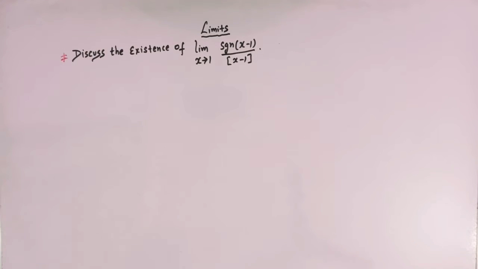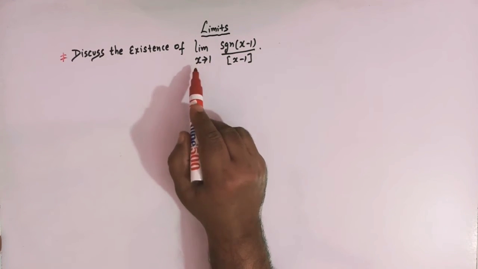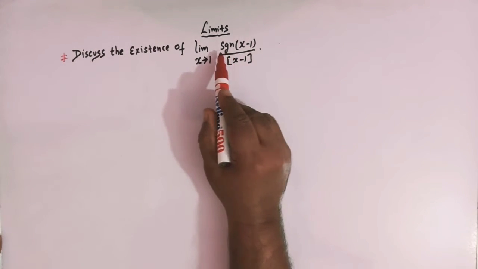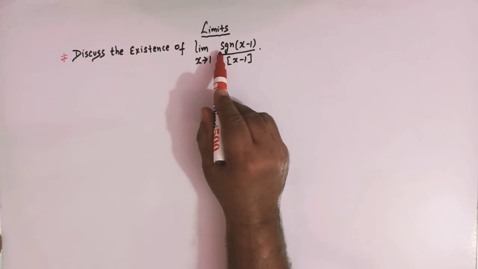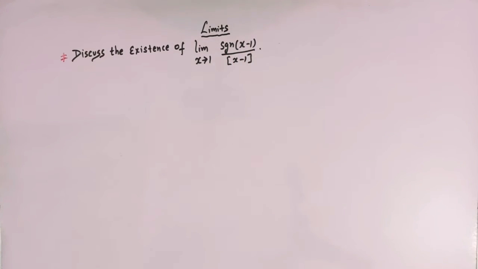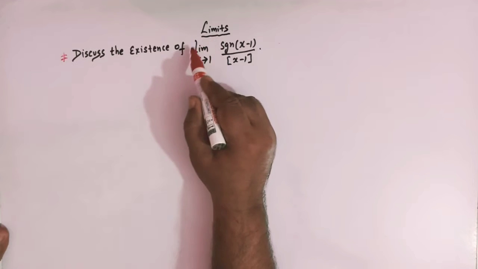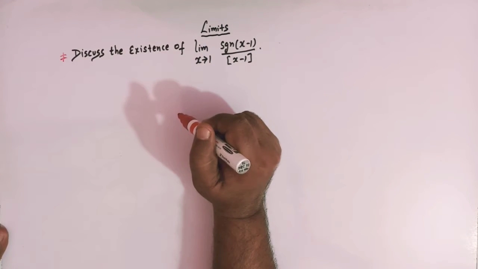Hello viewers, in today's class we are going to discuss yet another important and conceptual problem from limits. And here we'll discuss the existence of this limit, that is limit x tends to 1 of the function signum of x minus 1 divided by the greatest integer of x minus 1. So here we have to prove whether this limit exists or not.